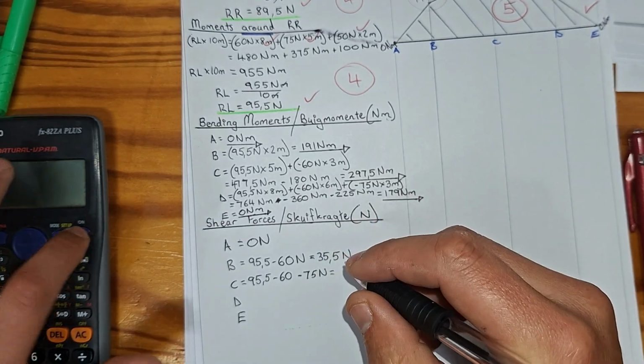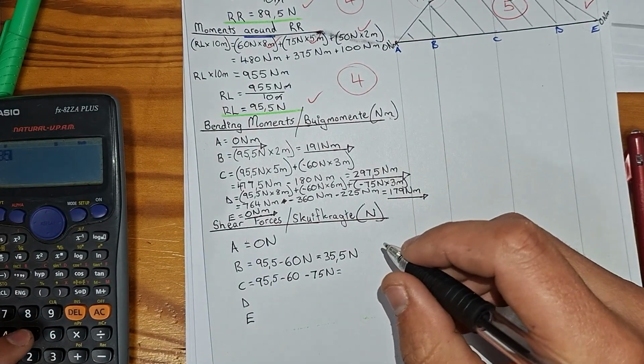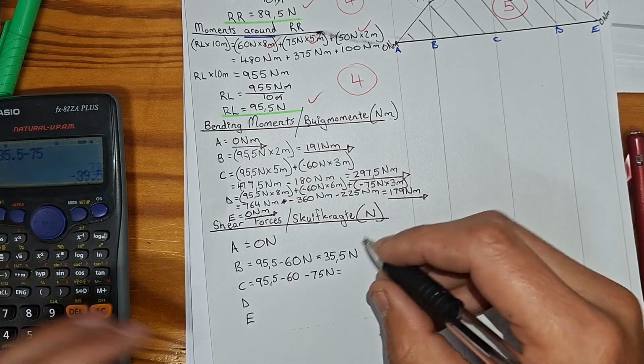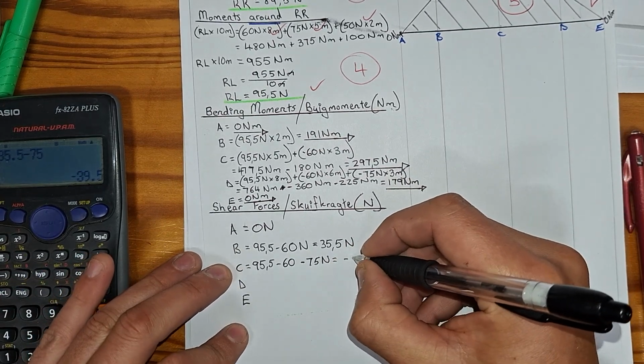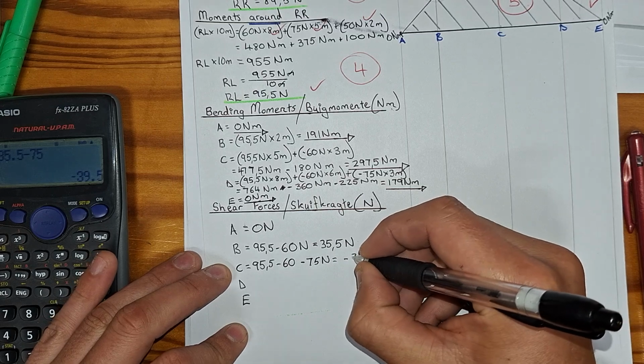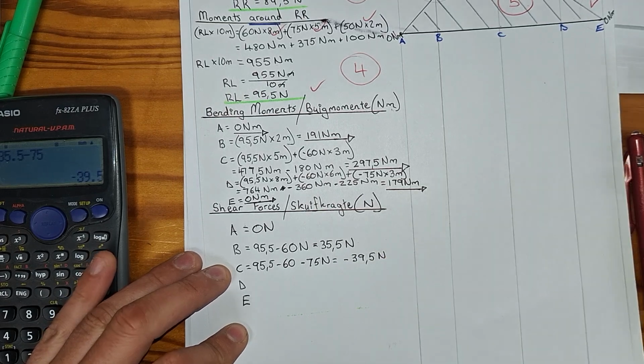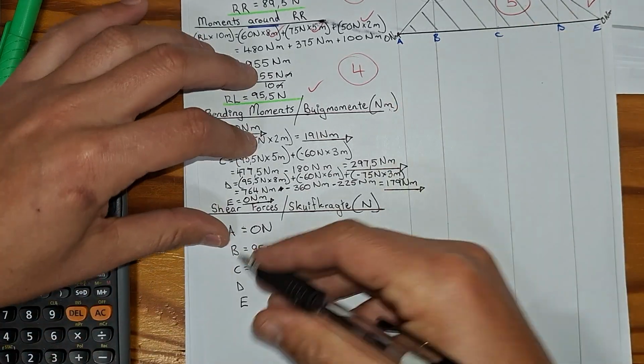So it will be equal to minus 39.5 newtons.